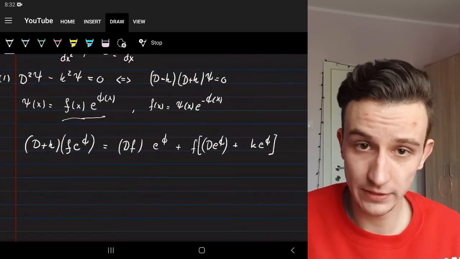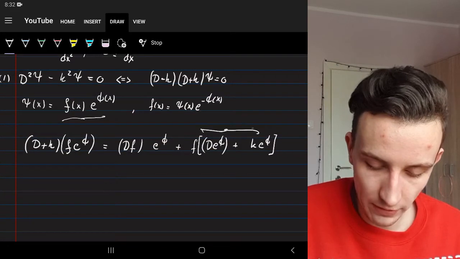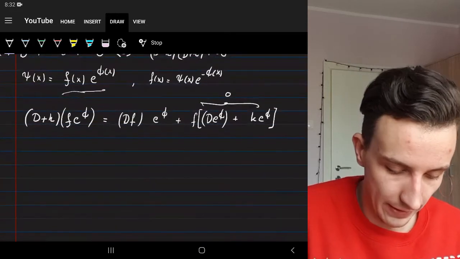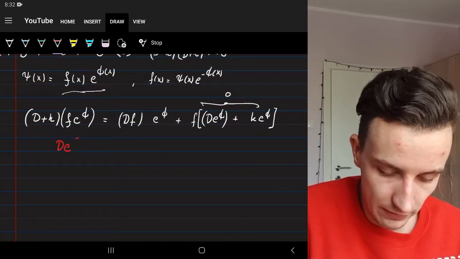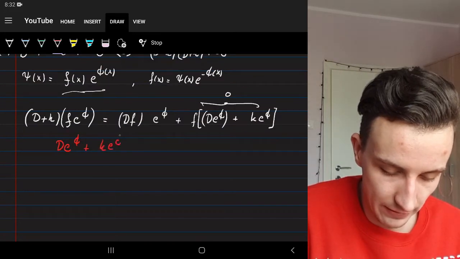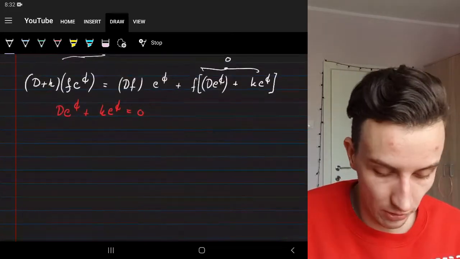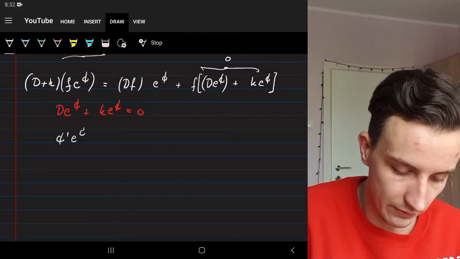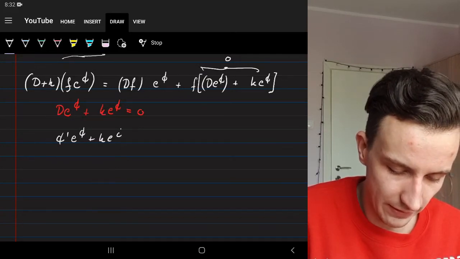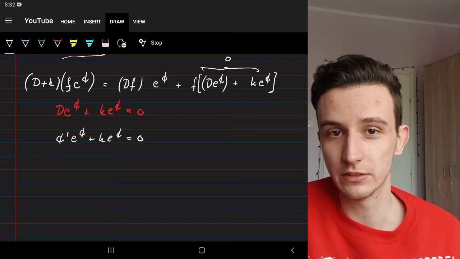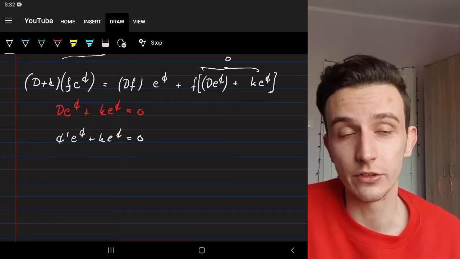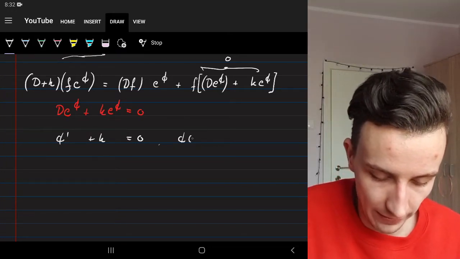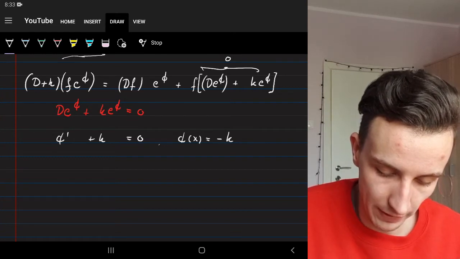And since one of these is arbitrary, like I said, why not set this to be 0? If that's 0, then we need d e to the phi plus k e to the phi equals 0. And now obviously we know that d e to the phi is just phi prime e to the phi, plus k e to the phi is 0, and e to the phi cannot be 0 by definition. Nothing e to the anything is never 0, so we will just divide. And we get that phi of x is minus kx.